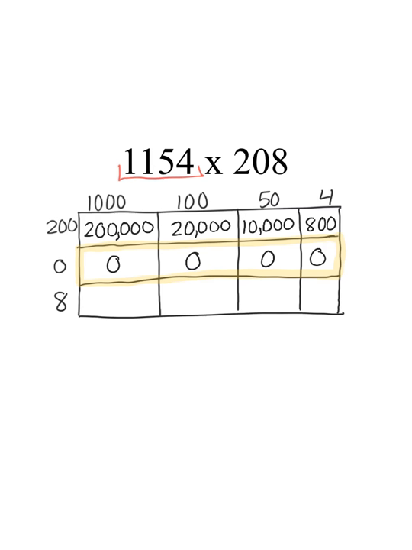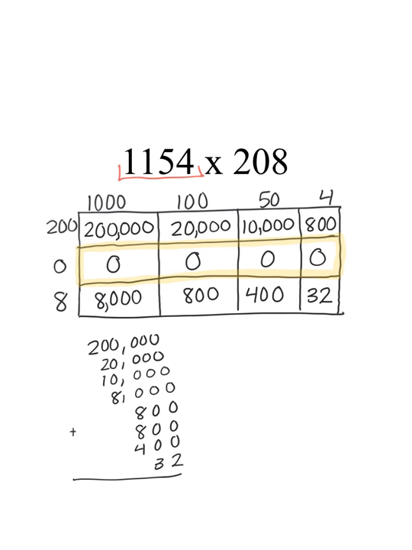In the bottom row, 8 times 1,000 is 8,000. 8 times 100 is 800. 8 times 50, well, 8 times 5 is 40. And there's 1 zero to add on. And 8 times 4 is 32. Now I need to add all of these numbers together. So here are all my partial products.